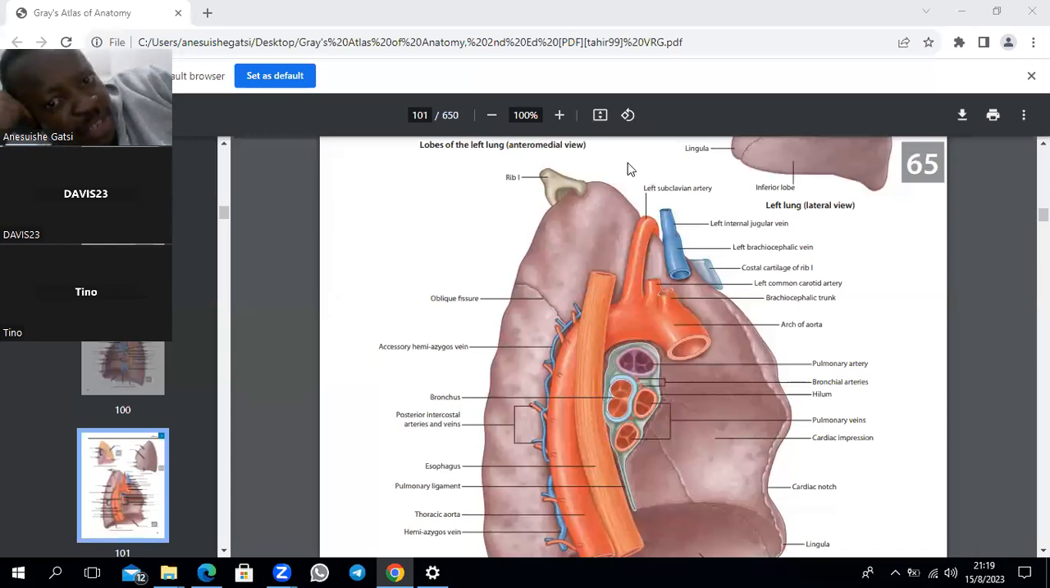Confirm you can still see my screen. Yeah, I can see it. Okay, fine.